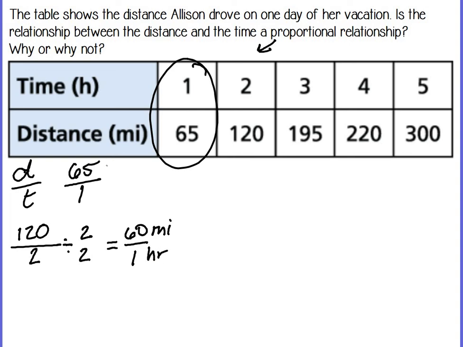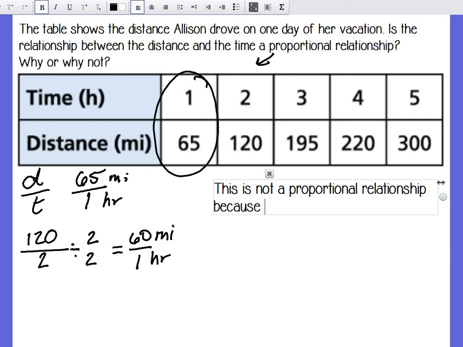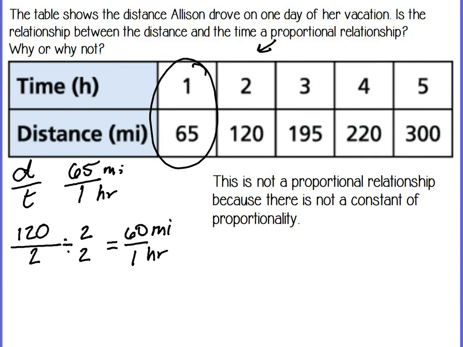Is that equivalent to 65 miles per 1 hour? The answer is no. So because of the fact that even in the second hour she deviated from that speed just a little bit, we can determine that this is not a proportional relationship, because there is not a constant of proportionality. And we know that there isn't a constant of proportionality because the unit rates aren't the same.